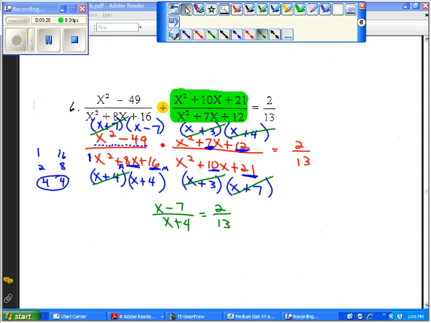Okay? To solve a proportion, we cross multiply. Don't forget to distribute. 13 times x is 13x. And 13 times 7 is 91. And it had a minus or negative. And then we're going to multiply this way. So we're going to have 2 times x is 2x and 2 times 4 is 8.